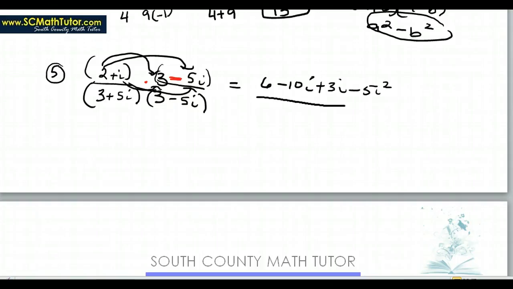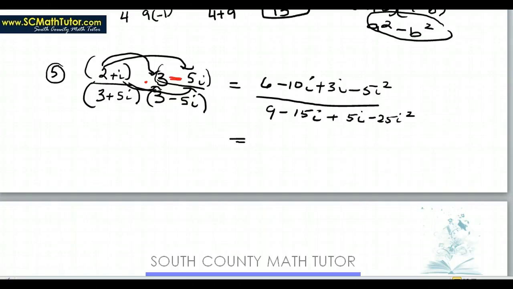On the bottom, 3 times 3 is 9. 3 times a negative 5i is negative 15i. 5i times 3 is positive 15i. And 5i times negative 5i is negative 25i squared.